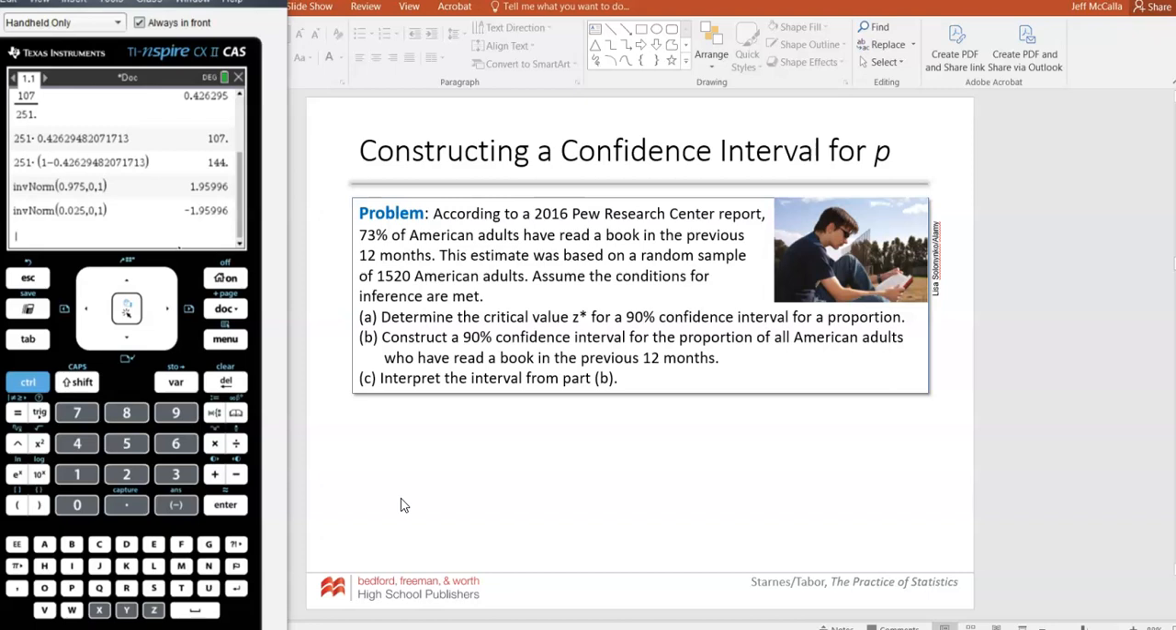According to the 2016 Pew Research report, 73% of American adults have read a book in the previous 12 months. I'm imagining St. Mary's girls are even higher than that. This estimate was based on a random sample of over 1,500 American adults. Assume the conditions for inference are met. So in this case, we don't have to check the conditions. They said, hey, those are met. So we don't have to check: is it a random sample, less than 10%, large counts, and np and nq greater than or equal to 10. Okay, so determine the z critical value for a 90% confidence interval.